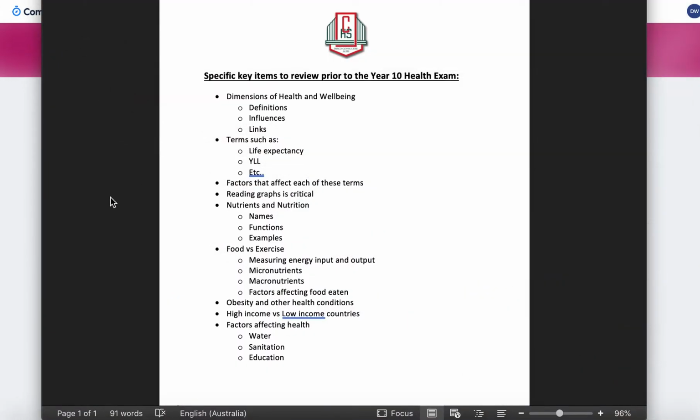We need to understand the terminologies because Mr. Tyler and I are bringing them back out in the questions, and we're asking you to put them into your answers as well. We need to know the factors that affect each of the things like life expectancy, YLL, why do some countries or some influences have higher YLL than others, and we did that looking at suburbs and different life expectancy for different suburbs.